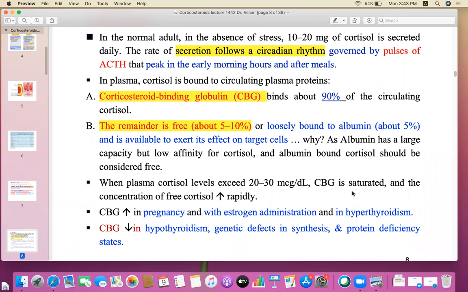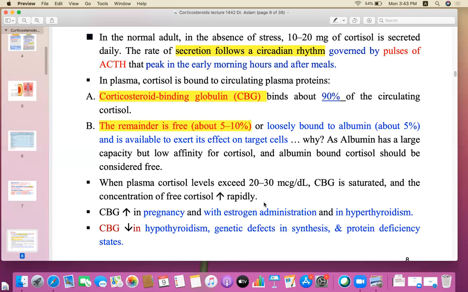If the globulin is saturated, the drug is not able to bind to the globulin. So where is the drug? The drug is free, and the concentration of this free cortisol increases rapidly. And we know that if the free drug in the plasma is increased, it is responsible for the pharmacological activity.